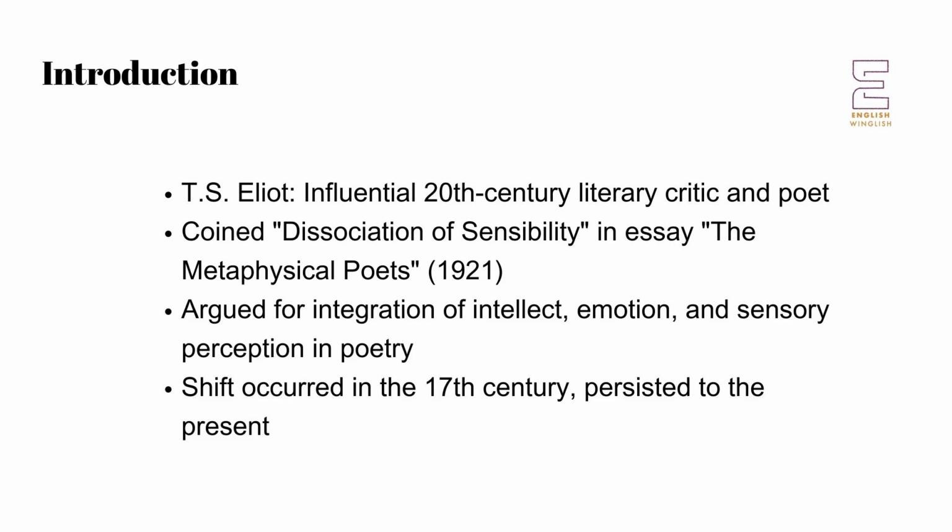In this essay, Eliot argues that 17th century metaphysical poets, including John Donne, possessed a unique ability to integrate intellect, emotion, and sensory perception in their poetry. However, he contends that a significant shift occurred in the 17th century, leading to a dissociation of these elements in poetry, which has persisted to the present day.